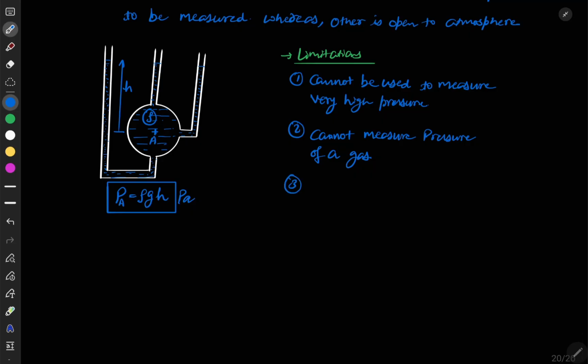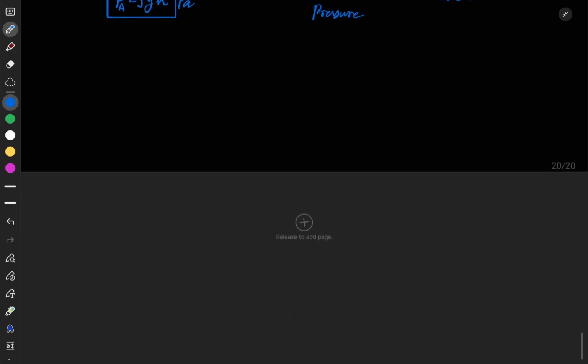If we talk about the third limitation, then vacuum pressure. Here we will talk about vacuum pressure: it cannot measure vacuum pressure. Okay, in case of vacuum pressure, outside air will be sucked inside the pipe. So these are some limitations, and to overcome these limitations, we move to our next type of simple manometer, that is your U2 manometer.